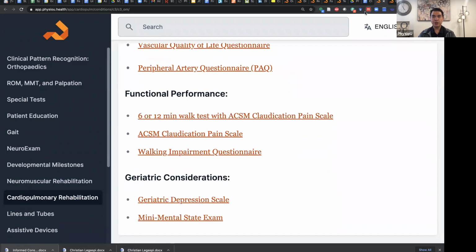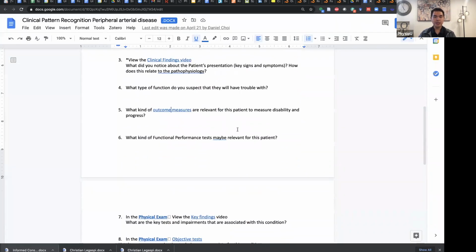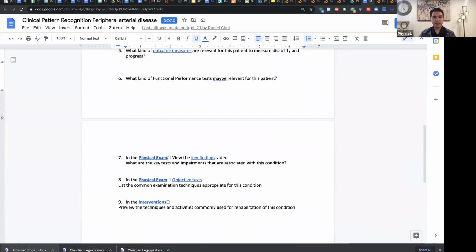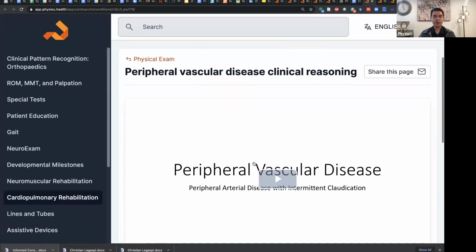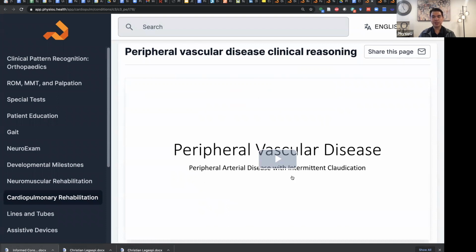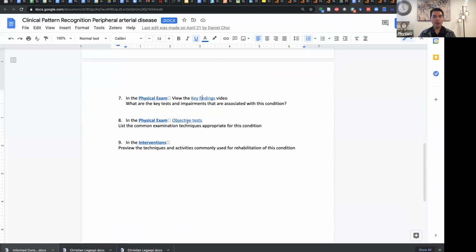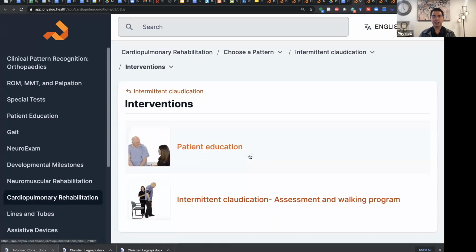You could continue to walk through this whole thing, which ties into the physical exam. Let's watch the key findings video. So here's the key findings video for this particular condition. And what are the common objective tests that you're going to learn in lab? And what are the common interventions for this condition?